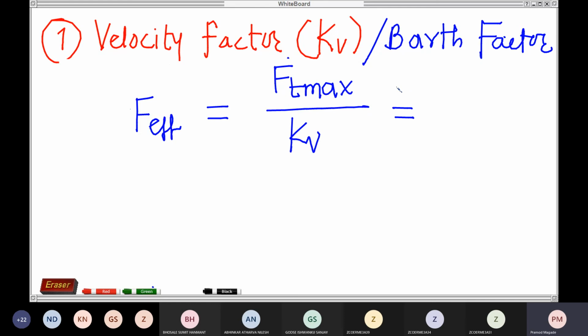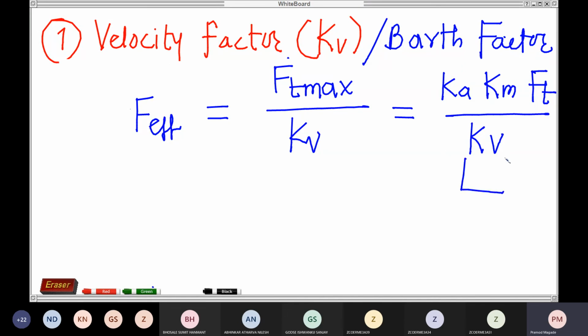Now we know maximum tangential force is nothing but Ka application factor, Km distribution factor, and tangential force Ft, that is P by V divided by Kv. So this will be the exact equation for the calculation of effective load, or this we also call the Barth factor equation. So likewise we need to consider the velocity factor.